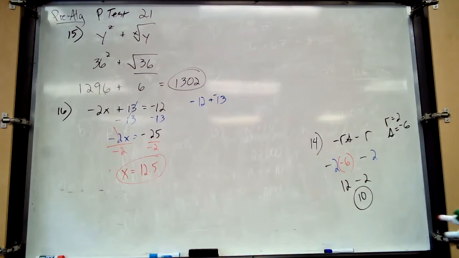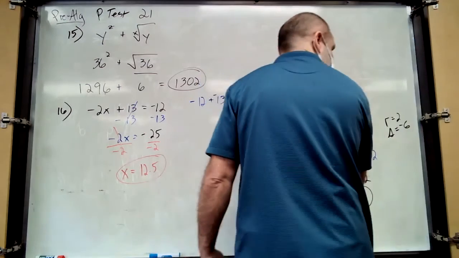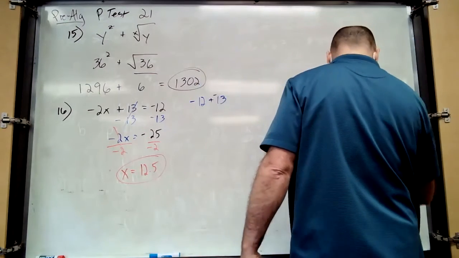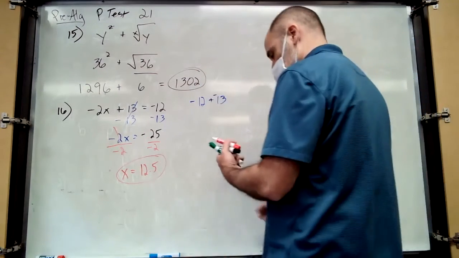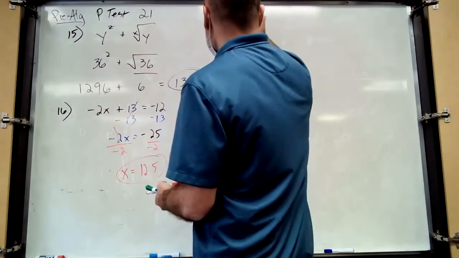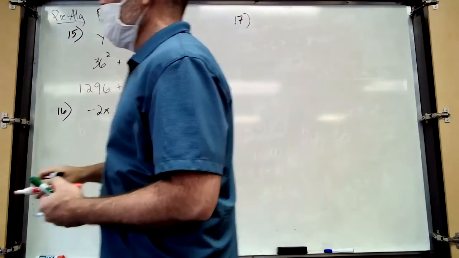Mr. Flack, hurry up. There's 6 minutes left. All right. I can do this. But there's only 4 problems left. Number 17. 3 problems. Speed or math.